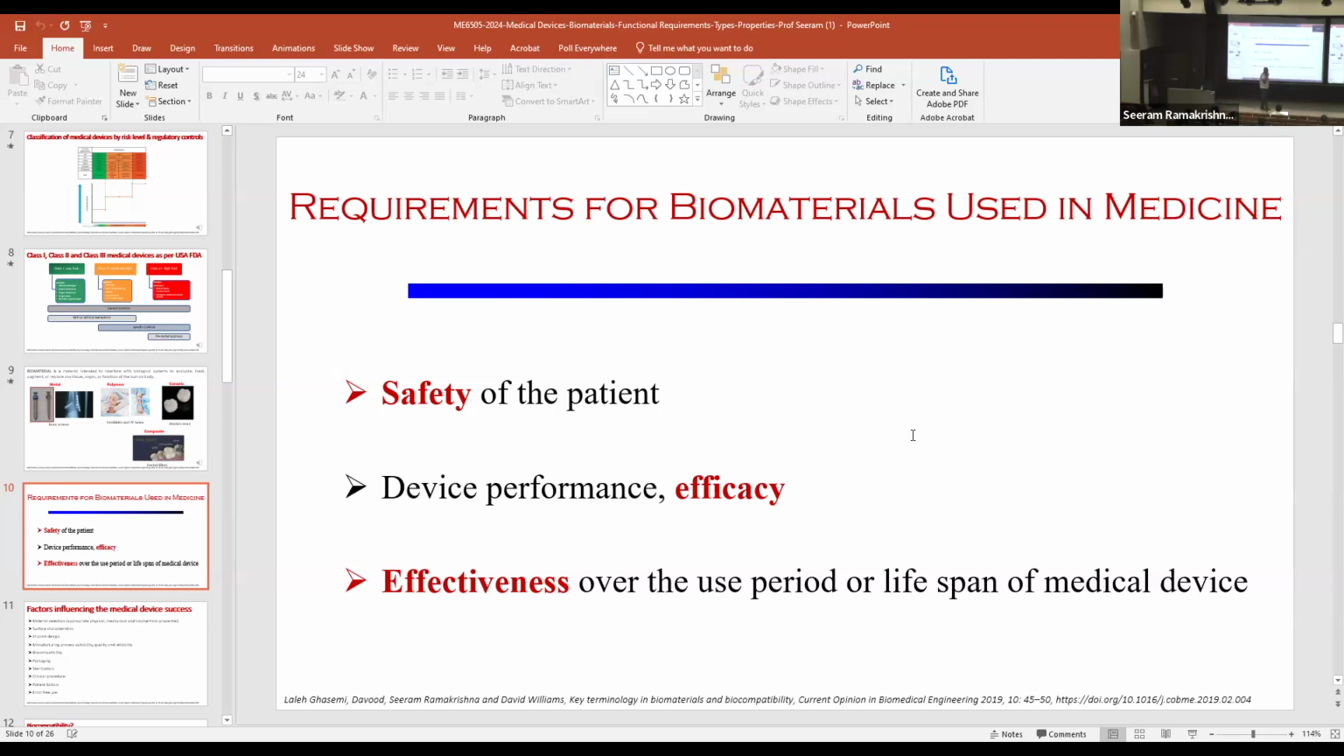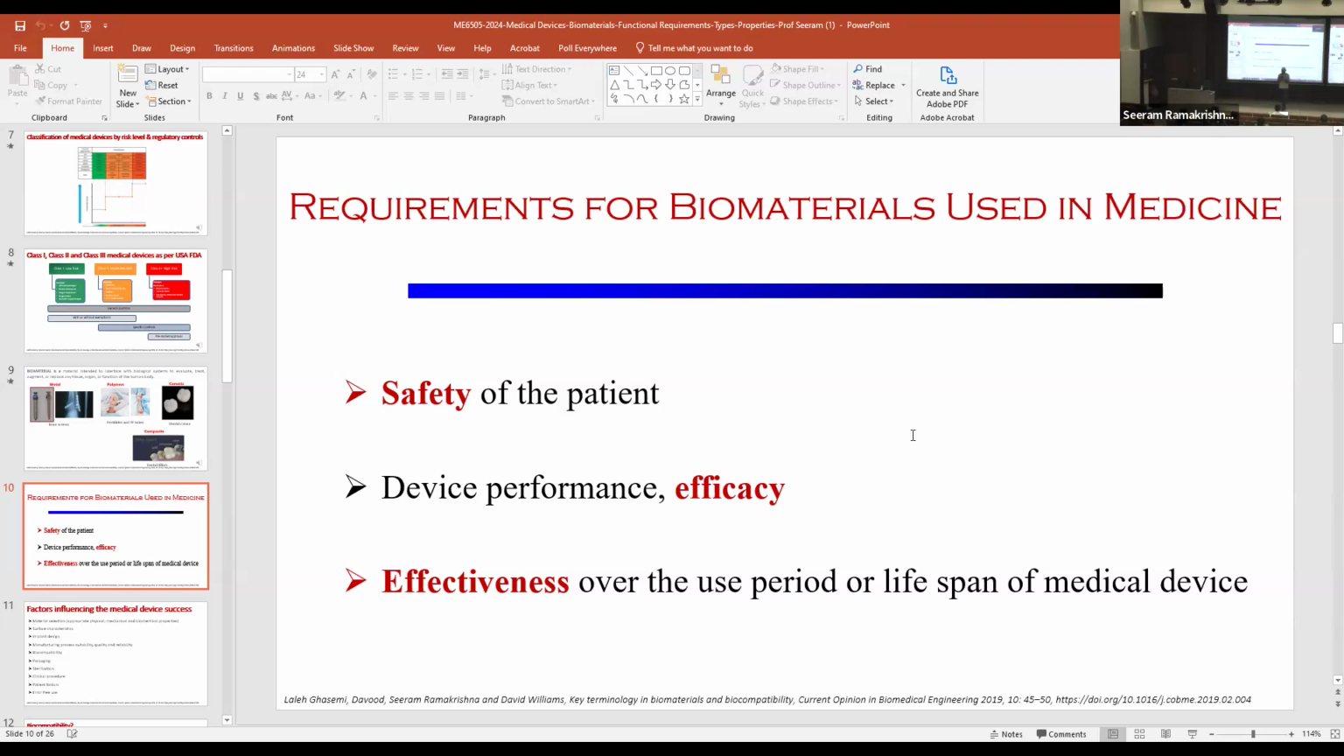But there is one more, the most important one, which is effectiveness. Normally, effectiveness of a device comes after many, many years of experience. That means somebody is using the device, it's working, it's reasonably safe for the patient, and it is doing its job. But effectiveness is not understood until many thousands of patients and many years of experience. Then you really know, is this really effective?